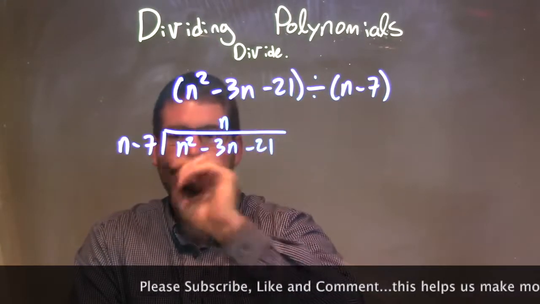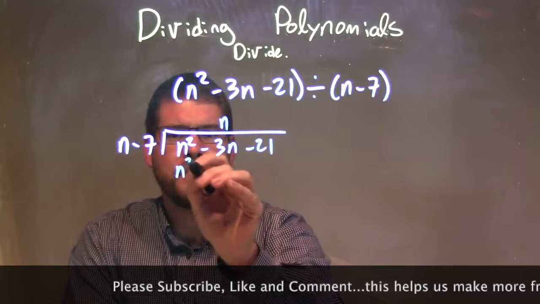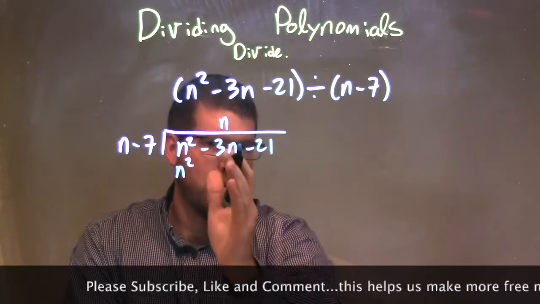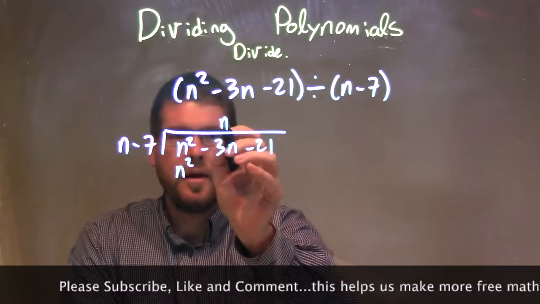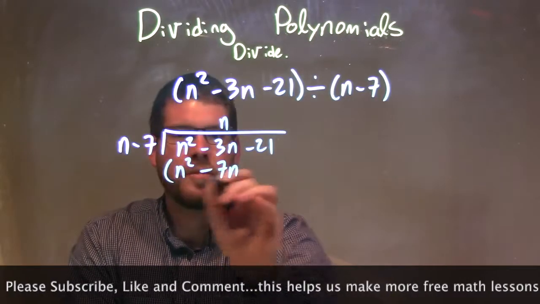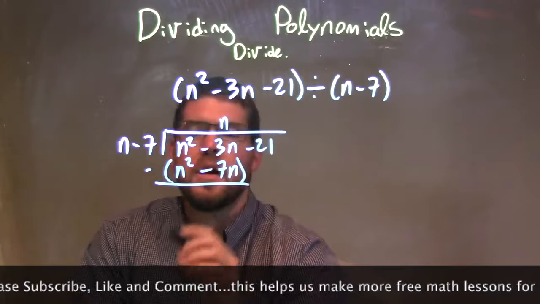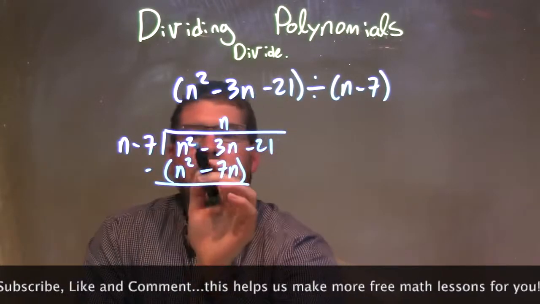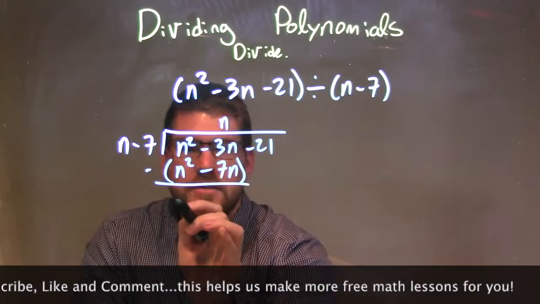So n right there, n times n gives me n squared. And I put n in the place value over my minus 3n. And n times a minus 7 is a minus 7n. And now we're going to subtract these two, put parentheses around it. Make sure we subtract both parts. n squared minus n squared, which is 0, great.